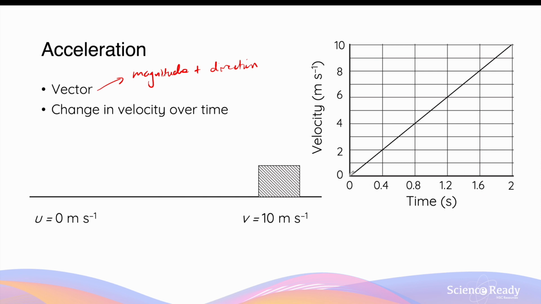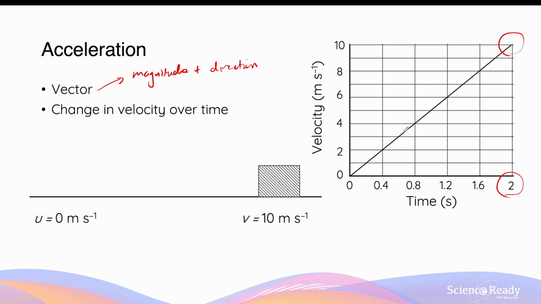If an object has a uniform or constant acceleration, the velocity increases over time in a linear manner. In other words, the relationship between velocity and time is represented by a straight line of best fit. Here, we can see that the object increases its velocity from 0 meters per second to 10 meters per second over the span of 2 seconds.